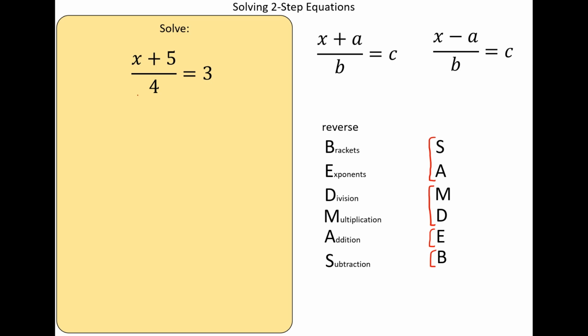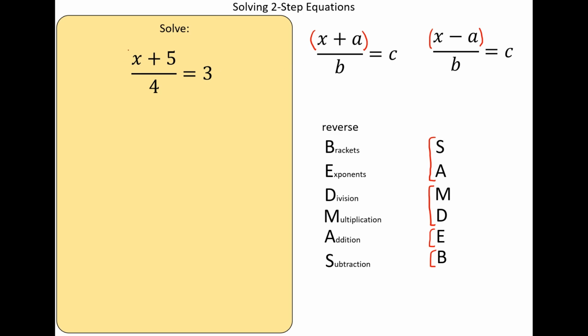by itself. So right now, 5 is being added to x, and x is being divided by 4. Normally, according to SAMDEV, I would take away 5 from both sides here. However, there is an unspoken rule when you have equations in this form. The unspoken rule is that you actually have invisible brackets on the top here. So there are invisible brackets here.